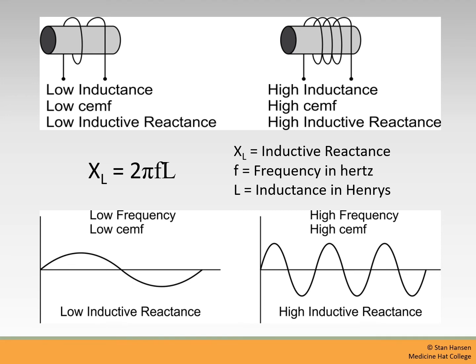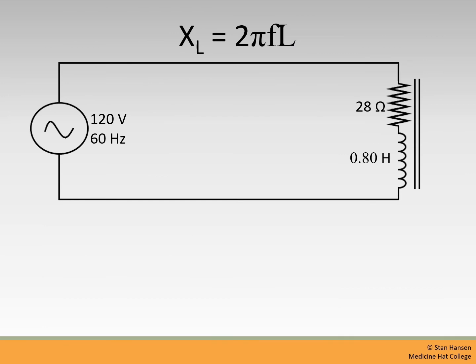When we analyze this formula, we can see that both frequency and inductance are directly related to inductive reactance. And if I double one, I should double the other value as well. Let's use the formula to analyze this circuit. We have a source of 120 volts at 60 Hz, which is fairly typical for us. We also have a coil that has 28 ohms of resistance and 0.8 henries of inductance. Keep in mind that no coil is a perfect inductor, so we will always have measurable resistance within our coils.